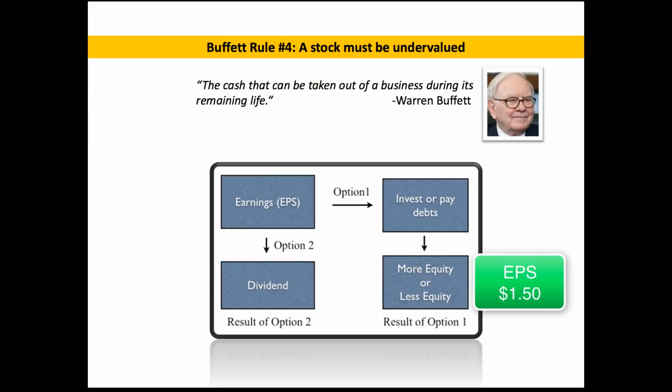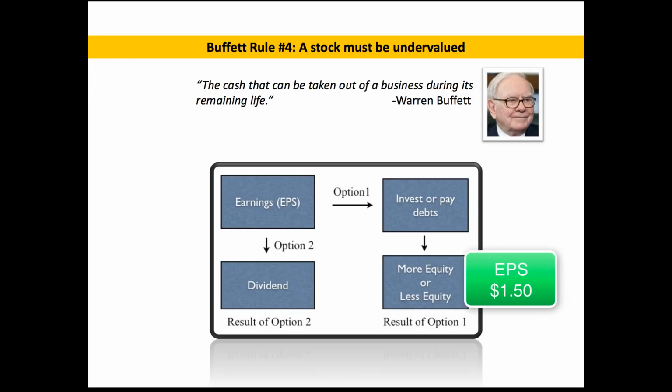Okay? So if you take option 1, let's say that $1.50 of earnings comes into the company, and you as an owner decide that, and you wouldn't be the person deciding that. Actually, the board of directors and the CEO running the company would be deciding this for you as your representative for managing the company. They would decide if that $1.50 would turn into more equity or less equity, depending on how they choose to invest it or pay off their debts.